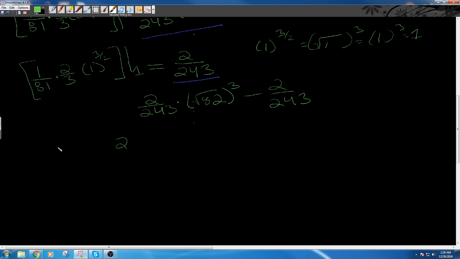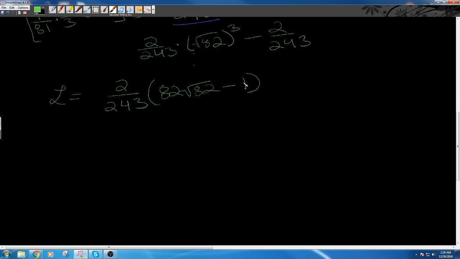So you're going to have a 2 over 243 times, and here they split it up in the book solution. I don't know why they do it, but they do it. You can leave it as the square root of 82 cubed, but they take 82 and split it up, and they get 82 times the square root of 82, and then, of course, minus 1, with the 2 over 243 factored out.